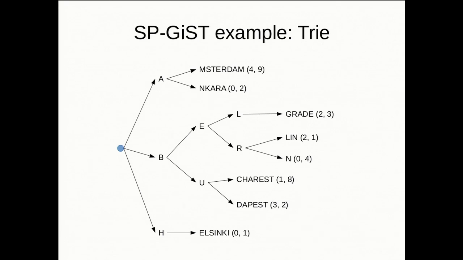It's not typically used for text, but it's a simpler example to show because it's one dimensional. But for example, for points, if you wanted to index points, you would divide the space into quadrants, and then you would divide that into quadrants and quadrants. So you partition the space into non-overlapping parts, and then every point has a location in that tree.